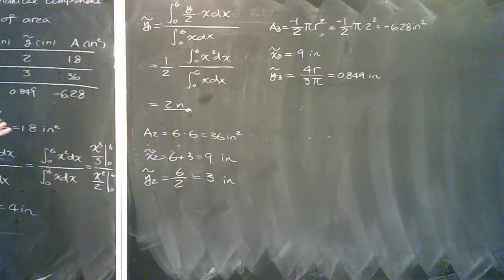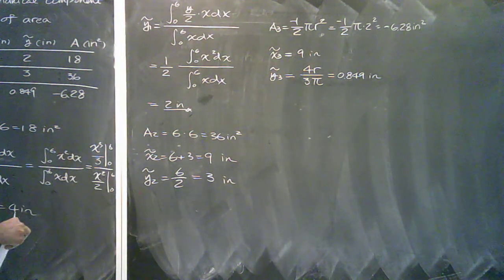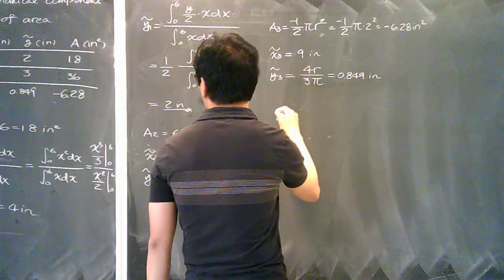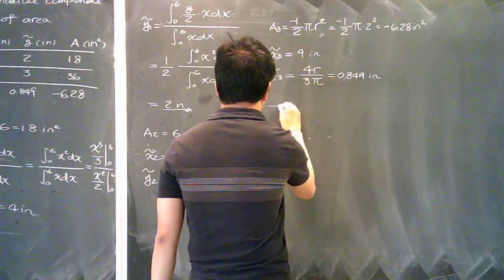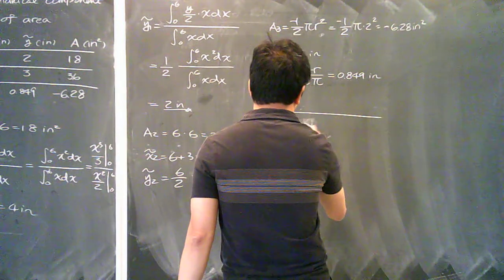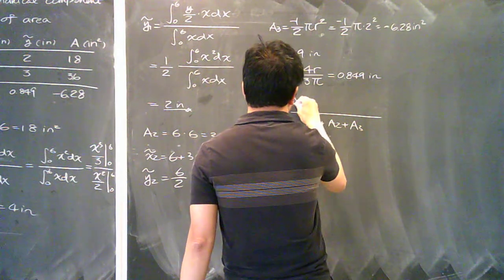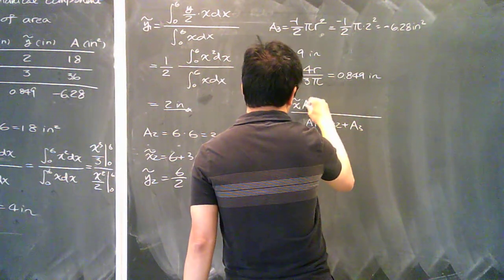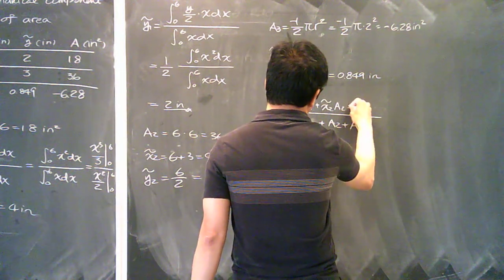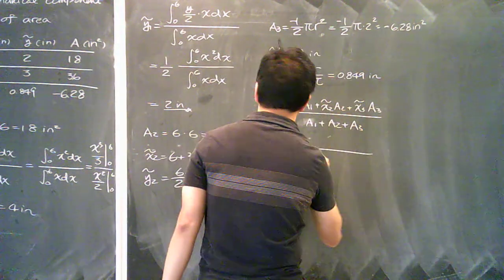Now we got all the required information. We just assemble everything together in the equation, which we use in step 4. So we're going to have what? X equals x1 tilde A1 plus x2 tilde A2 plus x3 tilde A3, over A1 plus A2 plus A3. Plug in the number.